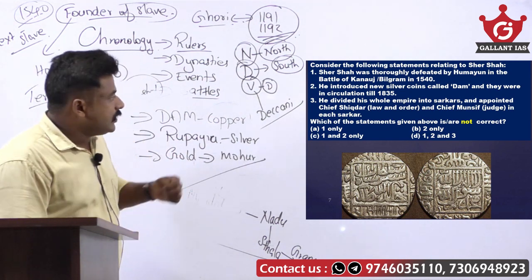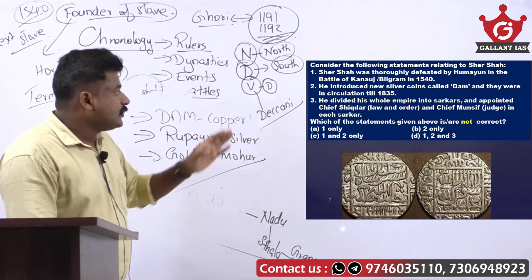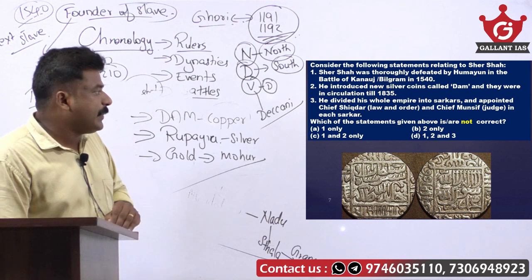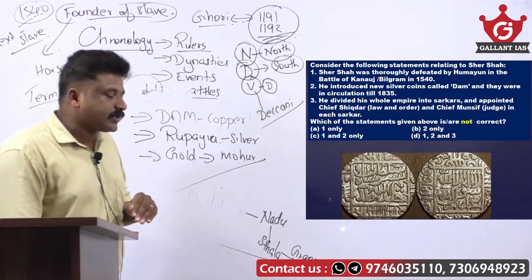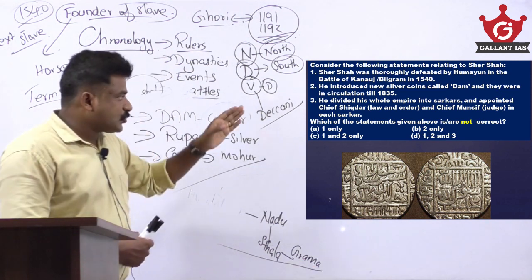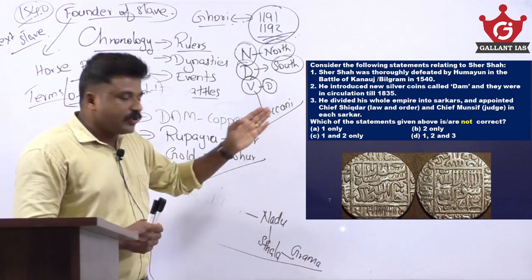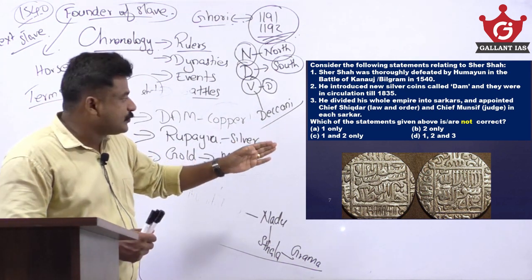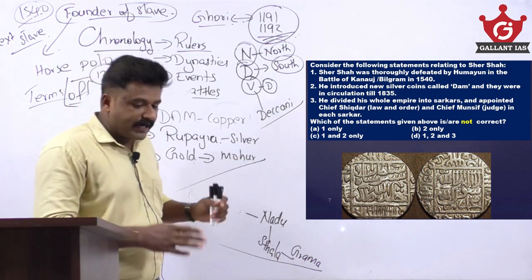So he introduced new silver coins called the Dam. That is wrong. Then he divided his whole empire into Sarkars and appointed a Chief Shiqdar and Chief Munsif in each Sarkar. The Sarkar was divided into Parganas. So the third statement is correct, but the first and second are not correct. Not correct is asked here, so your answer has to be 1 and 2 only.